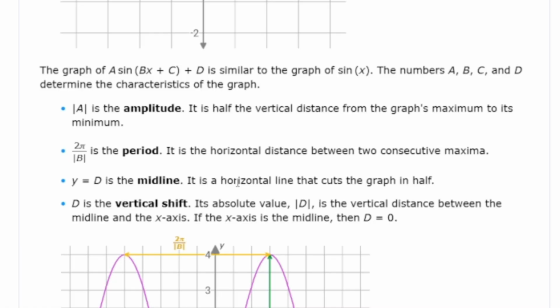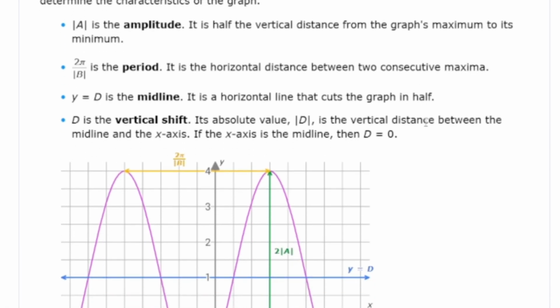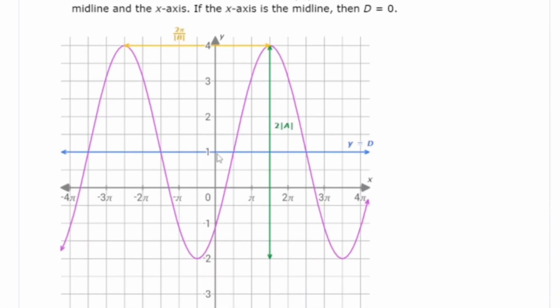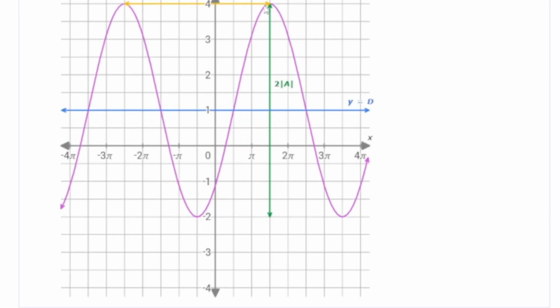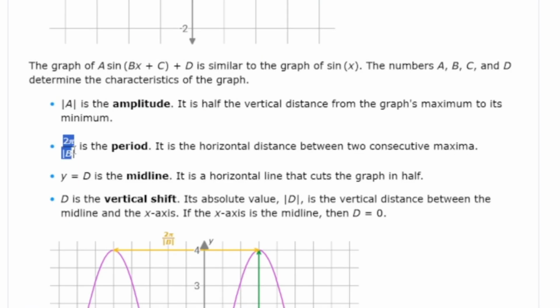D is the midline. It's the horizontal line that cuts the graph in half. This is kind of like a vertical intercept. Like if the graph was starting from here, and you see it here, it's going to be in between the middle. 2 pi over b is the period.